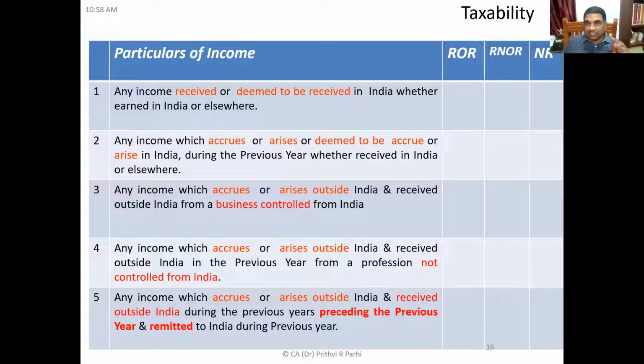And if you see the residential status, there are 3 categories. ROR stands for resident and ordinary resident. And RNOR, a resident but not ordinary resident. And NR, non-resident. Okay. First type of income you see, any income received or deemed to be received in India, whether earned in India or elsewhere. Tell me in which situation this will be taxable.